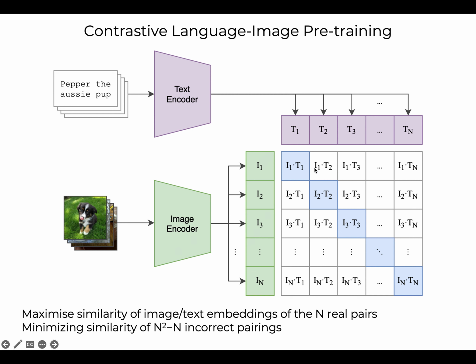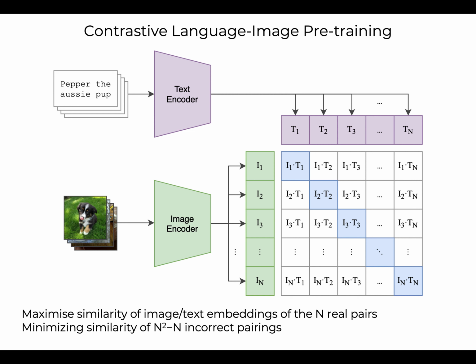So there's going to be n of those for my batch of n images. So those are along the diagonal. So image 1 corresponds to caption 1. I want that dot product to be high. And then I want to try and minimize the similarity of all of the remaining n squared minus n incorrect pairings. So all the off diagonals, in those cases, the caption doesn't correspond to the image and I want them to have dissimilar embeddings. So that's it. That's the idea. We use this loss at very large scale.